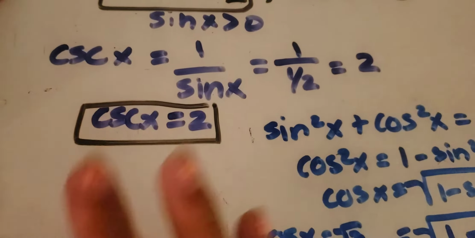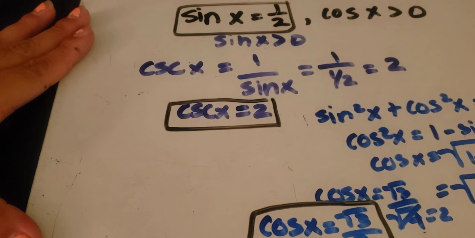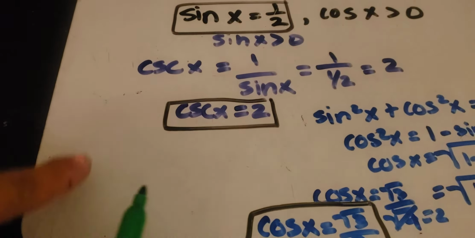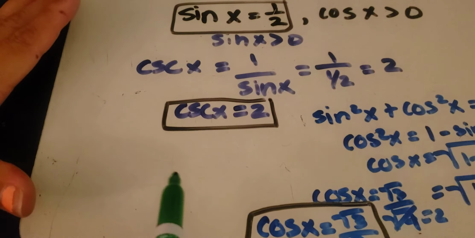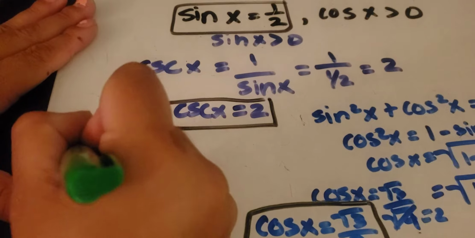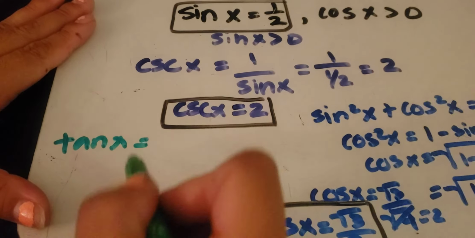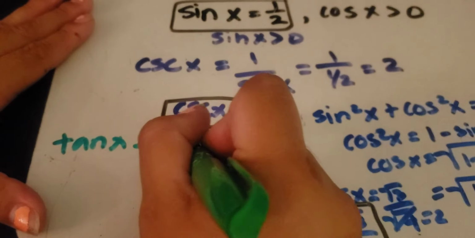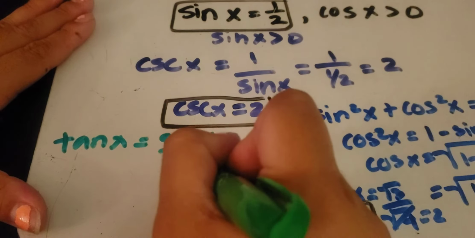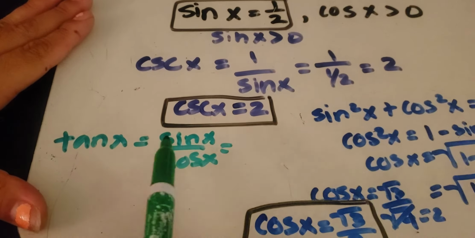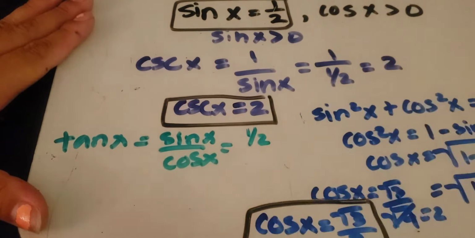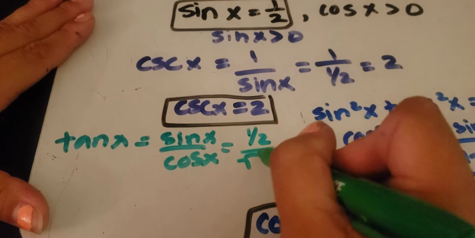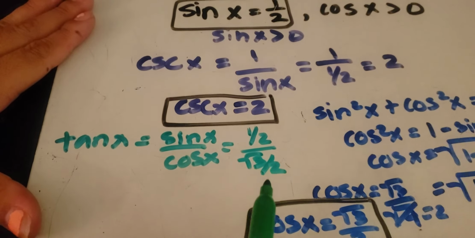I'm running out of room here, so let me pull another whiteboard. Okay, actually, I think I could squeeze it in here. I just adjusted my camera. So I'm going to work with tangent of x, okay? So tangent of x we know is sine of x over cosine of x, okay? So sine of x is 1/2, and cosine of x is square root of 3 over 2. And we've talked about this before.